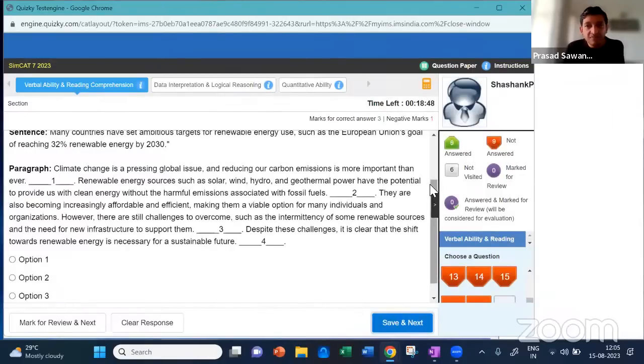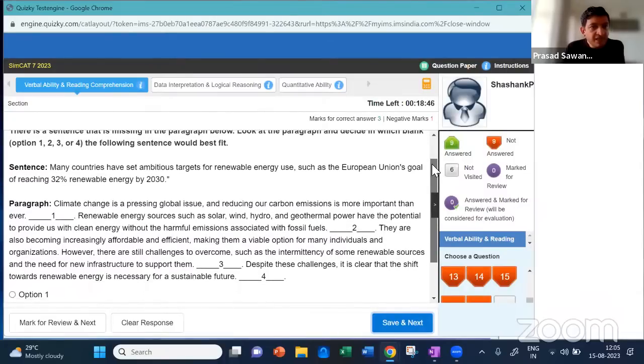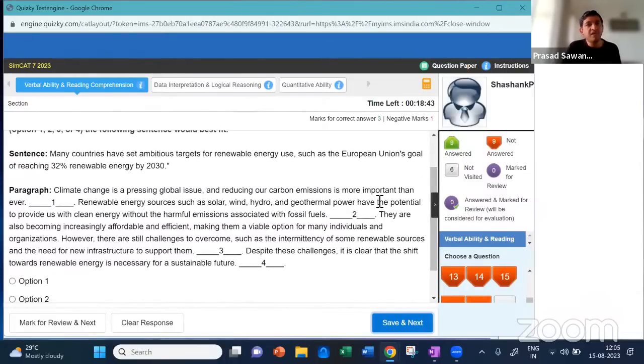Let's see. Missing sentence. Many countries have set ambitious targets for renewable energy use, such as the European Union's goal of reaching 32% renewable energy by 2030. They have set ambitious goals. Okay, fair enough. Climate change is a pressing global issue, and reducing our carbon emissions is more important than ever. Yeah, it's very important. They have said the importance. We don't know. Okay, renewable energy sources such as solar, wind, hydro, and geothermal have the potential to provide us with clean energy without the harmful emissions associated with these fuels. Okay, some renewable sources are there. They are also becoming okay.